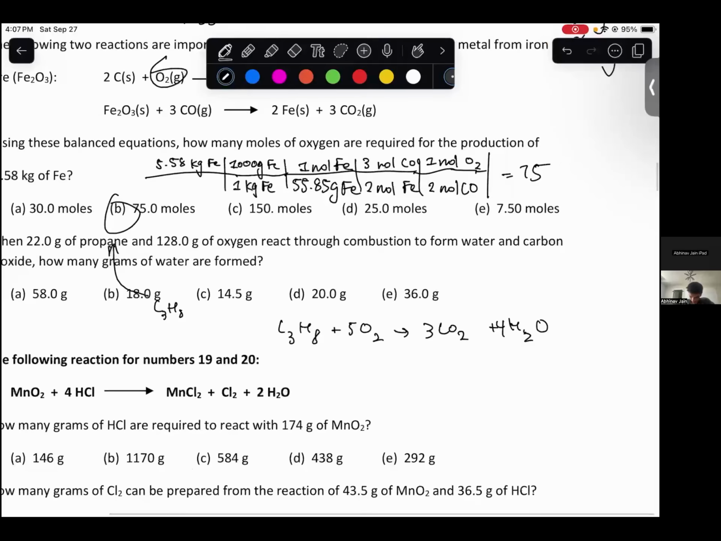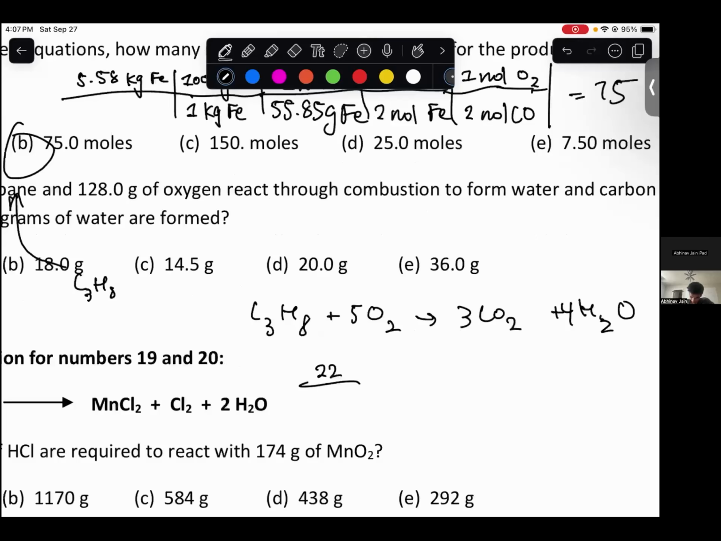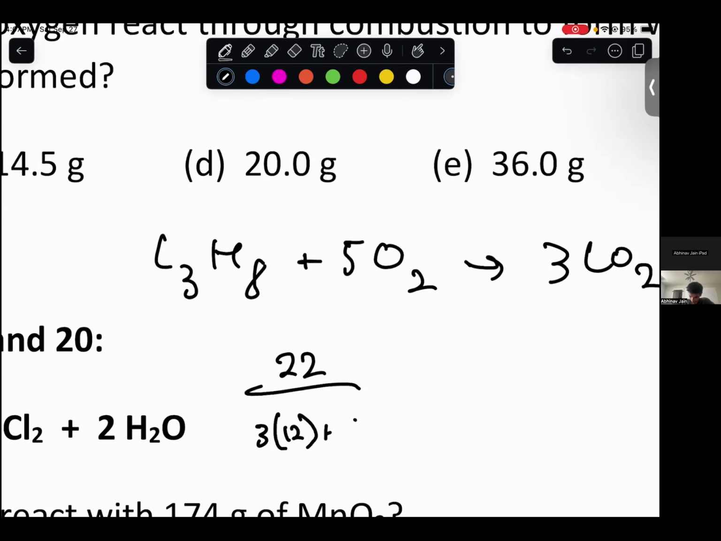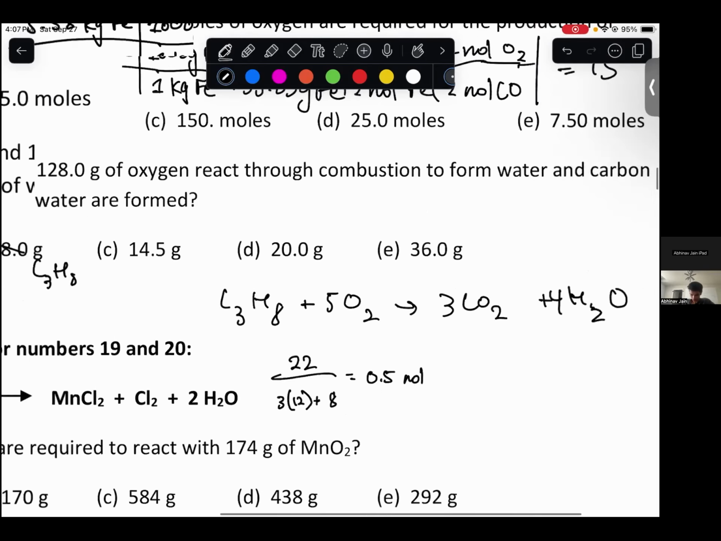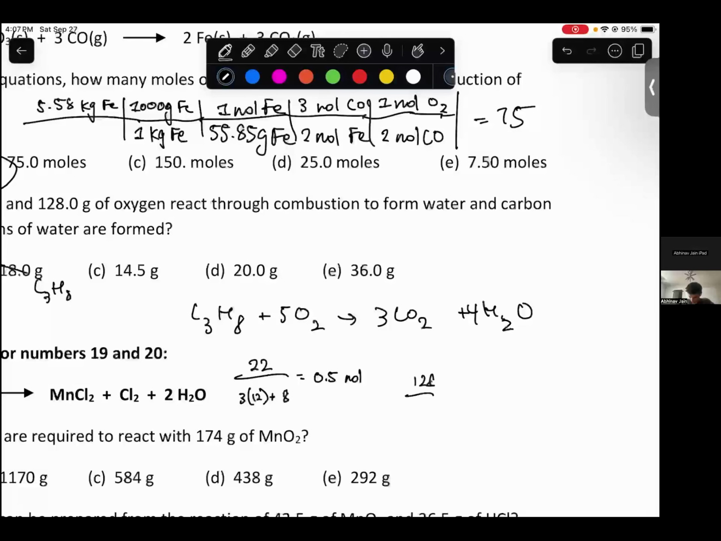22 grams of propane. So 22 divided by the molar mass of propane, that's just going to be 3 times 12 for the molar mass of carbon, plus 8 times 1 for the hydrogen. So 3 times 12 plus 8, right? 22 divided by 44, that's going to be 0.5 moles propane. And for oxygen, 128 grams of oxygen divided by the molar mass, 32, it's going to be 4. So we have 0.5 and we have 4. So divide by the molar coefficients. This is going to be divided by 1. This is going to be divided by 5. So 4 divided by 5, that's going to be 0.8. And this is going to be 0.5. So clearly propane is limiting.